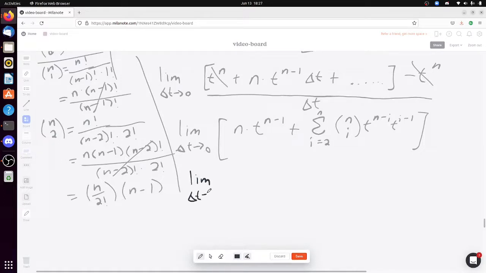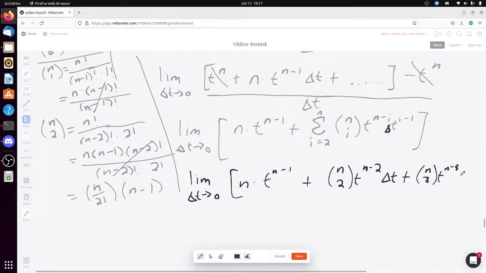But anyway, as delta t goes to 0, we have n times t to the n minus 1 plus n choose 2 times t to the n minus 2, and now we're talking delta t to the 2 minus 1, which is just delta t to the 1, or delta t. Plus n choose 3 times t to the n minus 3, now we're going to have delta t squared, plus dot dot dot. And then in every term, there's going to be an extra delta t in there.